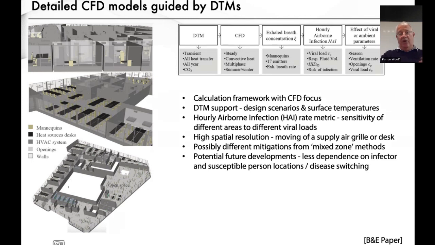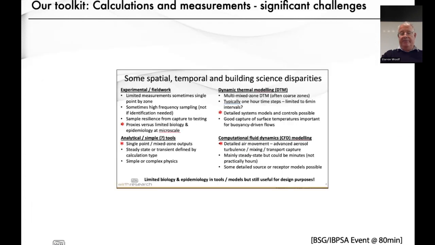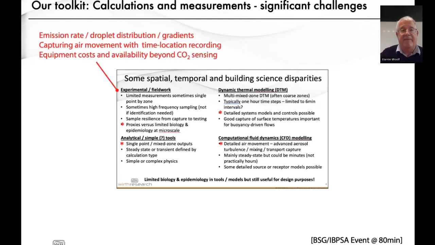So a possible future may look at being less dependent on the infector and susceptible person locations and quickly switching between diseases, not actually rerunning the model, but just the outputs. So I pulled this together in 21, looking at spatial, temporal, building science disparities, trying to put in one slide all the areas of measurements and calculations. And I picked out some of the points, so you can listen to that in the event. But I wanted to think, what have we learned since the Airbods?